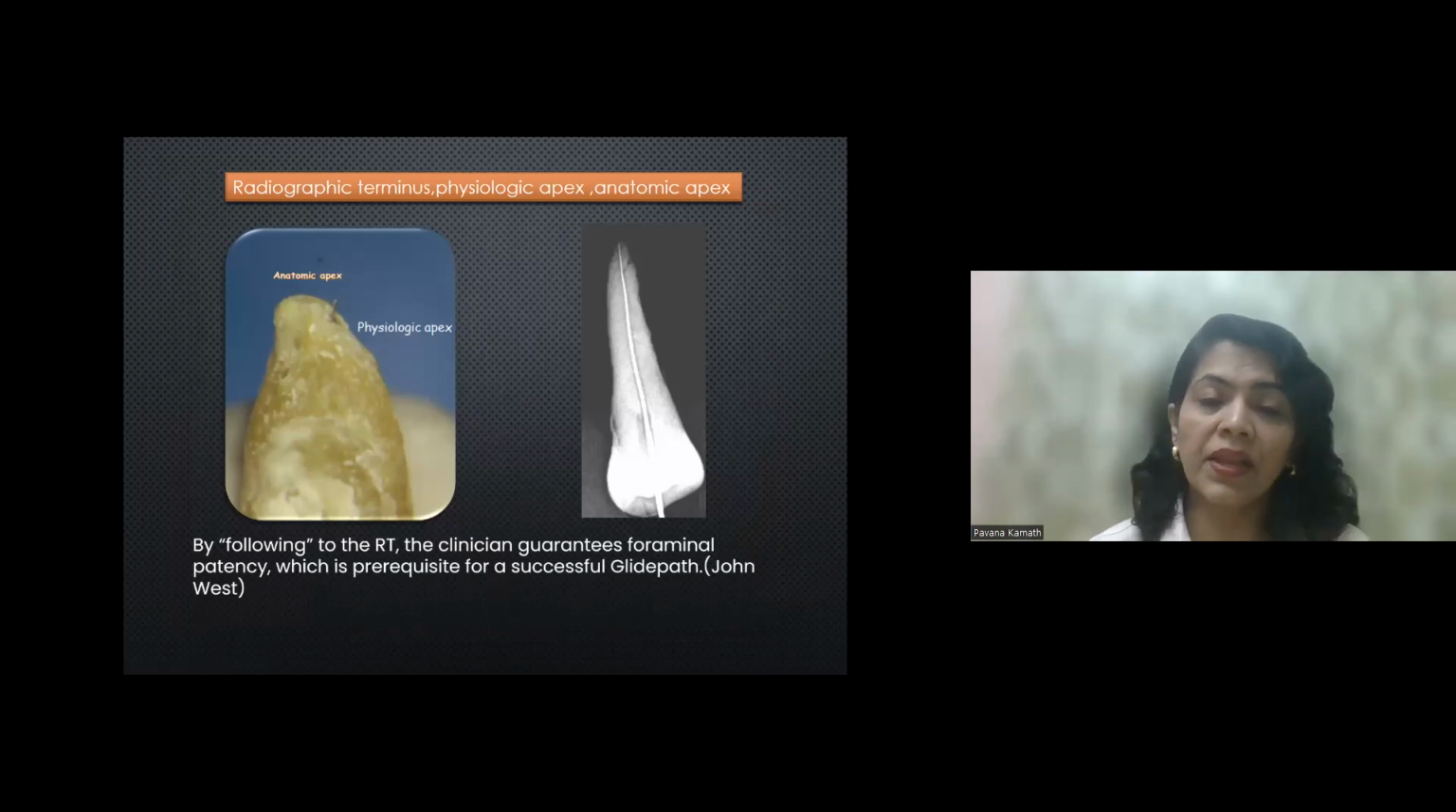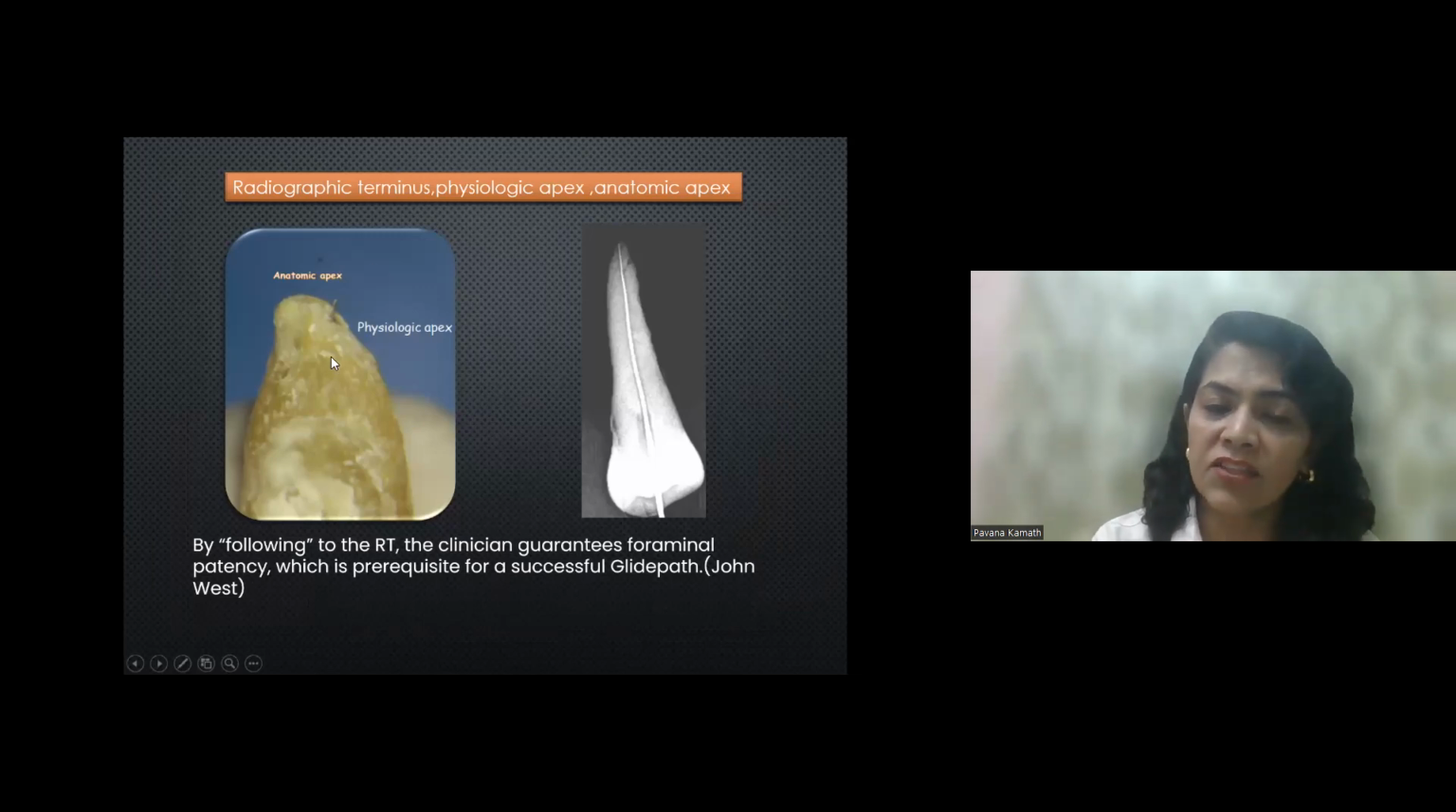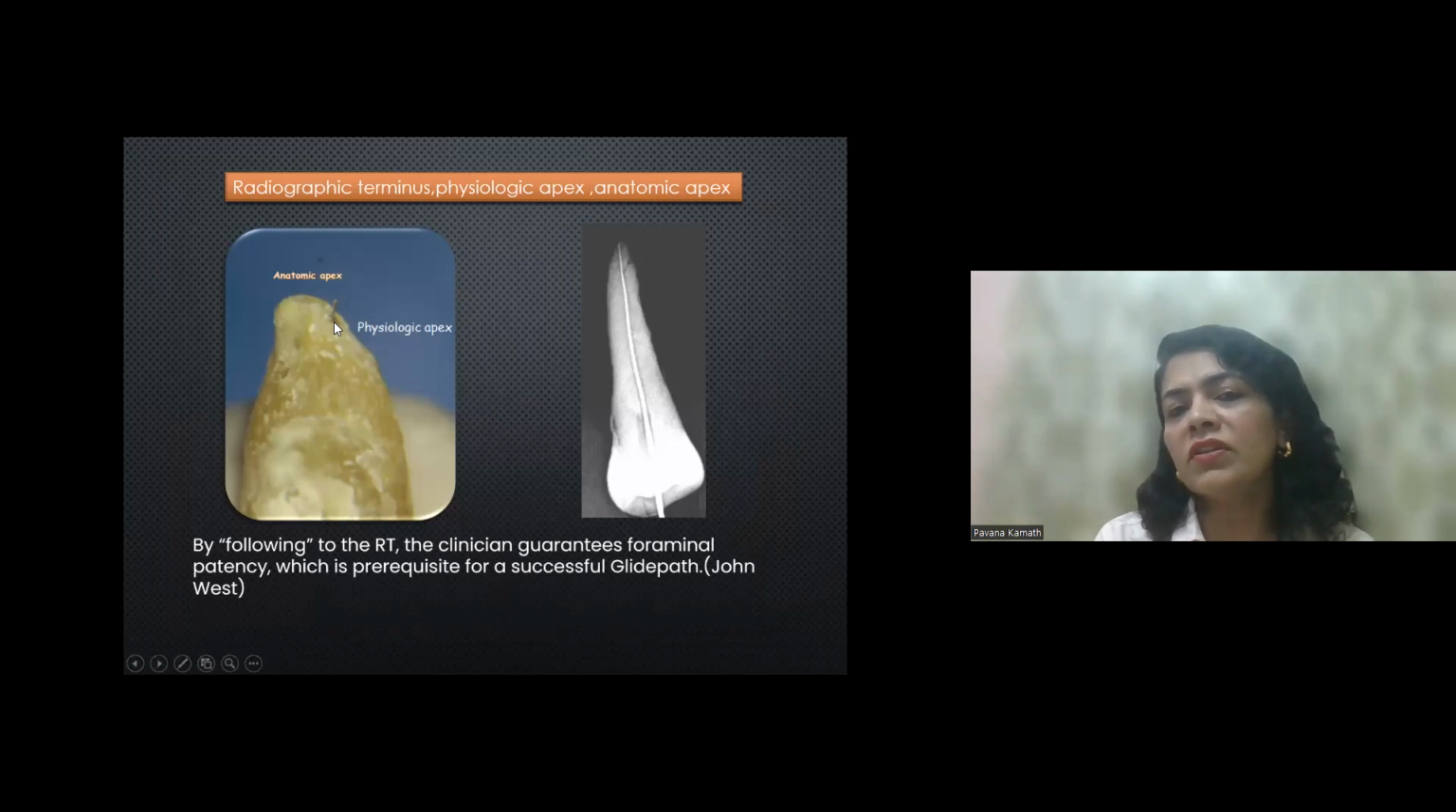So this is a diagram which clearly explains the importance of physiologic apex, anatomic apex, and radiographic apex. Now, I have placed a file in an extracted tooth inside the root canal and radiographed it. The file has clearly extruded 1.5 millimeters beyond the physiologic apex. First of all, the physiologic apex is not located at the tip of the root. It is located slightly laterally. So it has gone beyond. The anatomic apex is somewhere else, that is the tip of the root, and the same tooth was radiographed, and you can see that my root canal file has reached exactly the radiographic terminus.